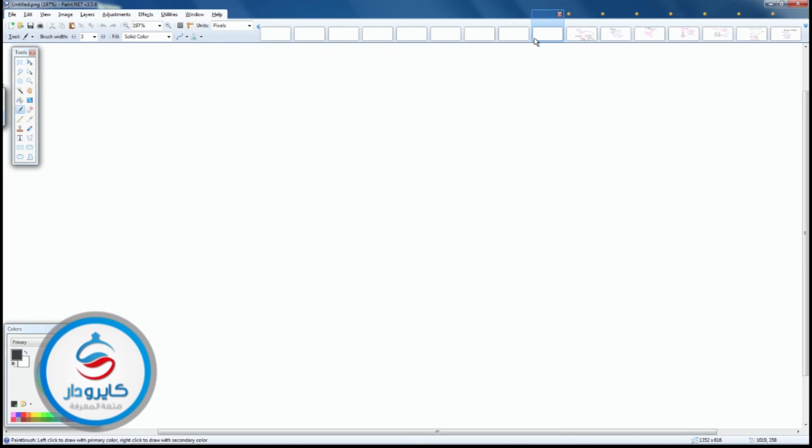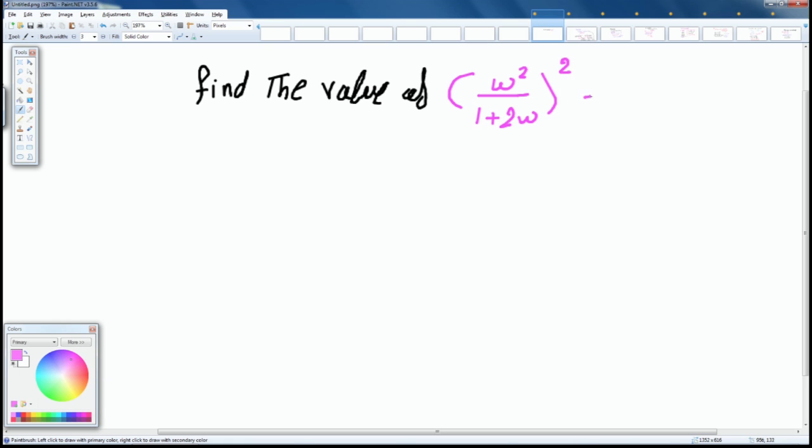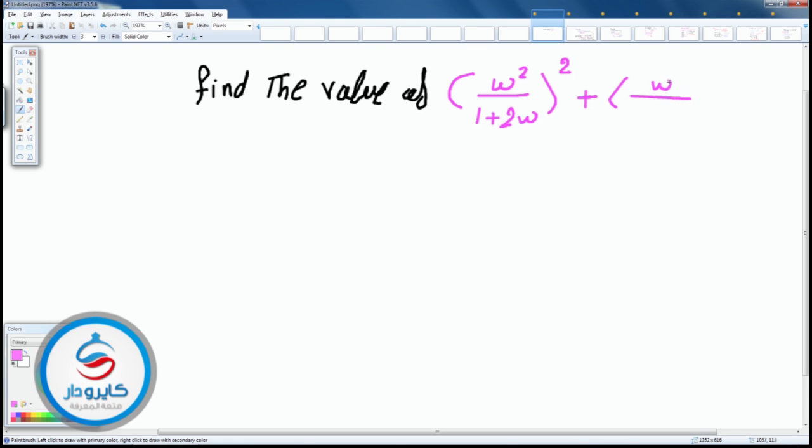Another problem, find the value of omega square over 1 plus 2 omega, all power of 2, plus omega over 1 plus 2 omega square, power of 2. First we have to expand the power.